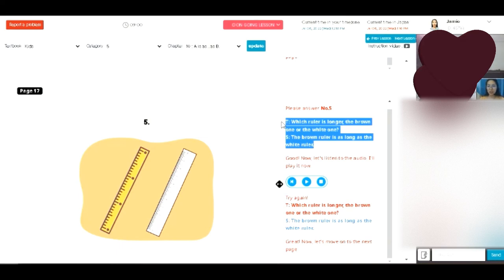Which ruler is longer? The white ruler is as long as the yellow ruler. Okay. I'll repeat the question. Which ruler is longer, the brown one or the white one?